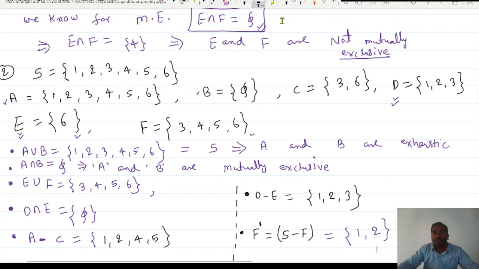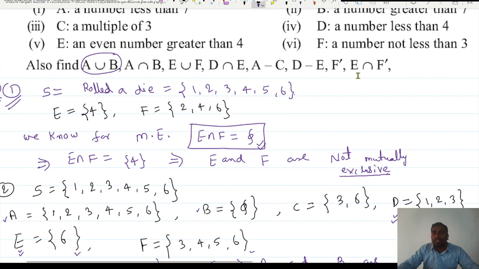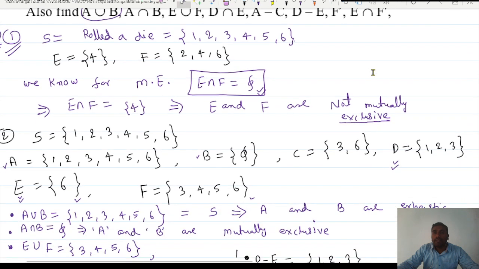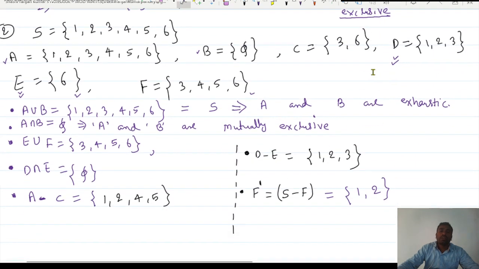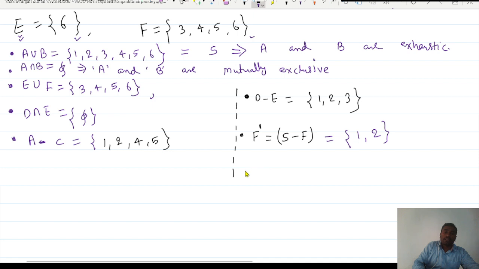Next we have to find E intersection F dash. So this is E intersected with F complement, or F dash. We have to take these two intersections. Is there anything common? No common. So what is the answer? 5. So are E and F complement exclusive? Yes, they are mutually exclusive.